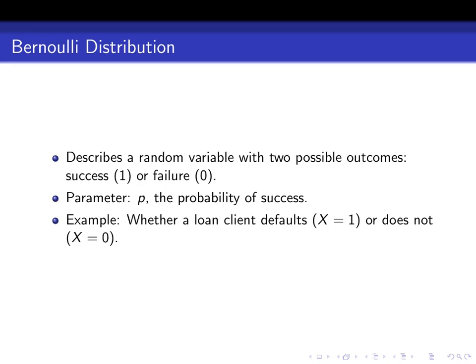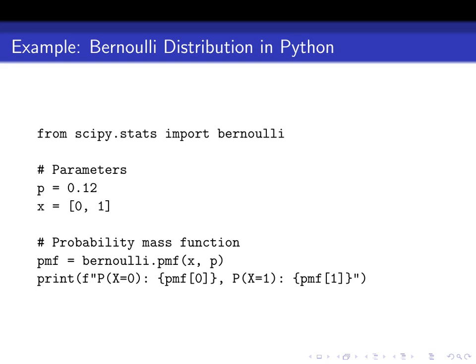The Bernoulli distribution describes random variables with two possible outcomes: success or failure. It is parameterized by p, the probability of success. For instance, we can use it to model whether a loan client defaults or not. In the code snippet, we calculate the probabilities for both outcomes using Python's scipy library.